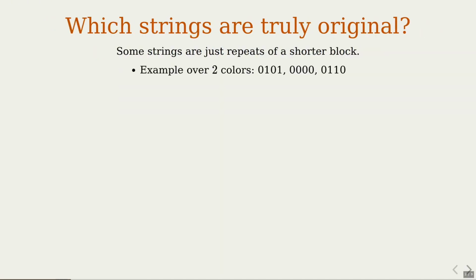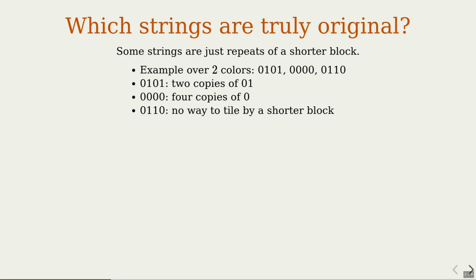Here we look at three strings built from two symbols, which you can think of as 0 and 1. The string 0101 clearly splits into two identical blocks 01. Four zeros in a row are just a single symbol repeated again and again. This last string does not seem to break nicely into equal blocks, so it feels new or primitive. Next, we will make this idea of repeating a block precise by defining the period of a string.